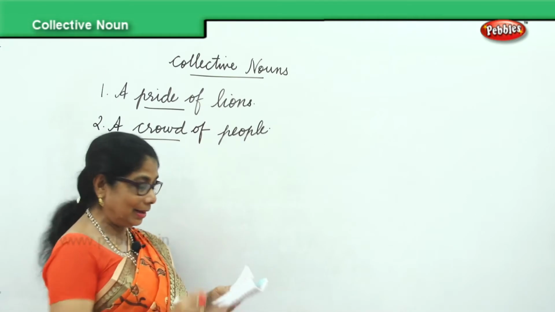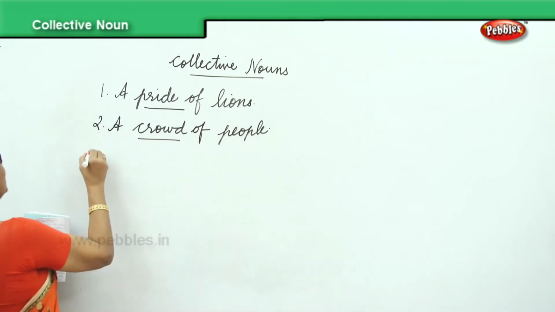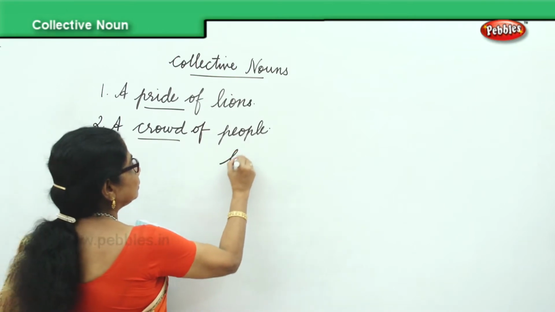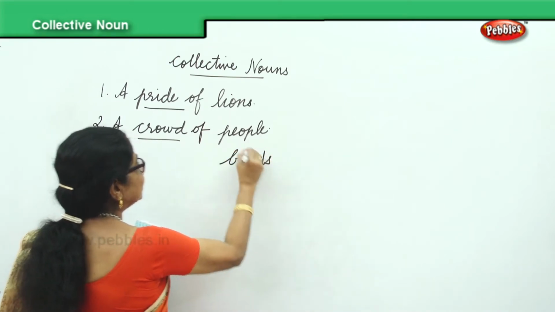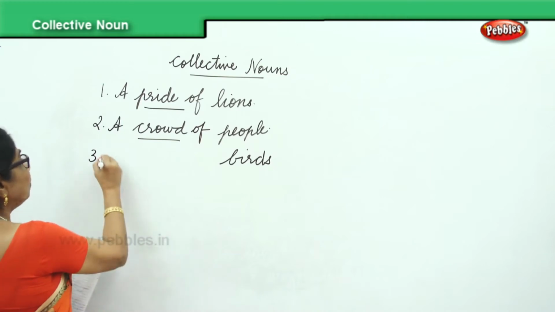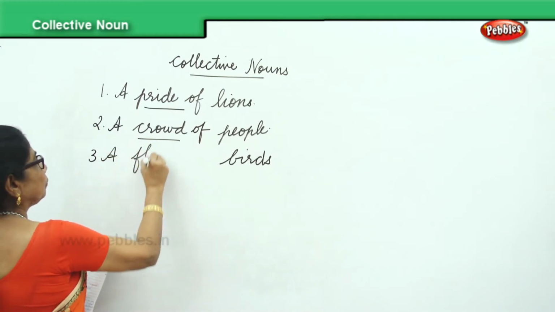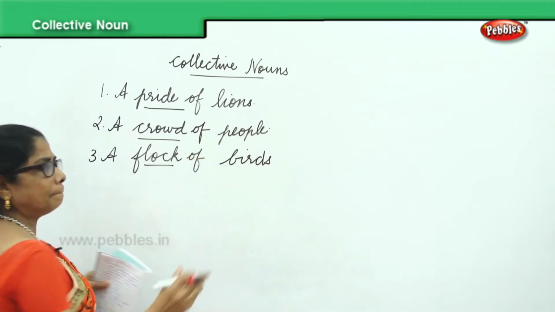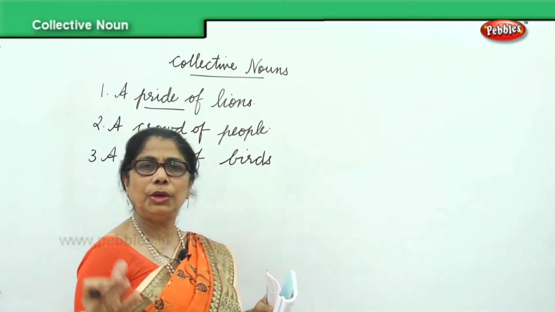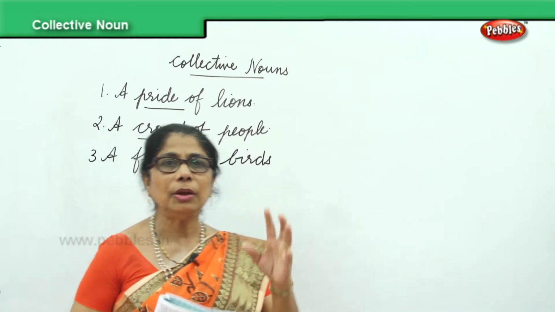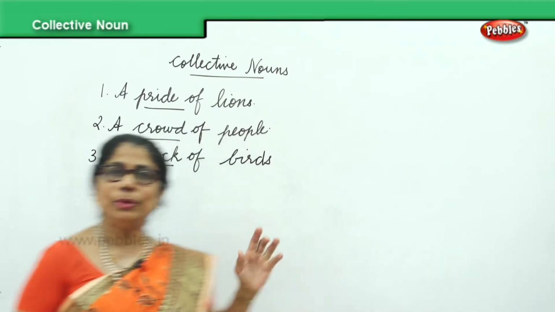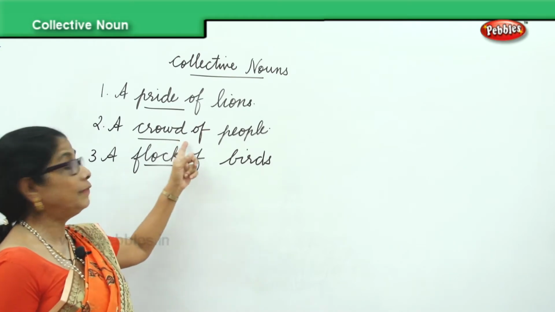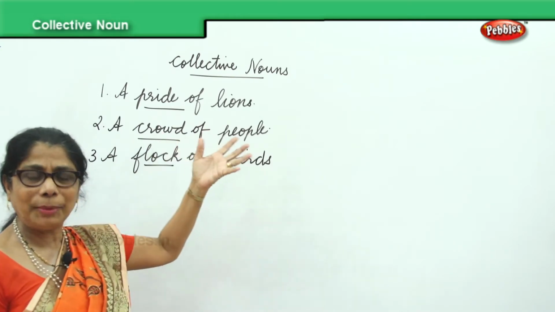Lions, pride. Okay. Then, birds. What will you say for birds? You will say a flock of birds. Flock of. It's a group name, you're giving a group name for birds. You cannot say, I saw 20 birds. No. You say, I saw a flock of birds. I saw 50 people together. Say, a crowd of people.